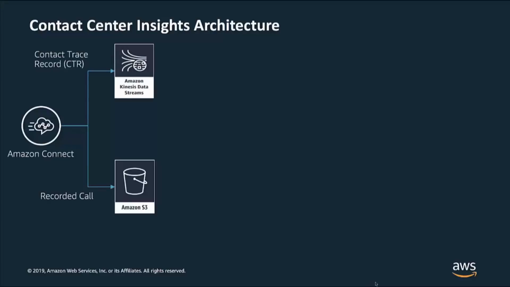Amazon Connect can also be configured to output the contact trace records via Amazon Kinesis data streams. Contact trace records are essentially the details of everything that's happened on that contact, from the timestamp of the call, what agent accepted that call, what queue it was queued on, and all the details associated with that call.